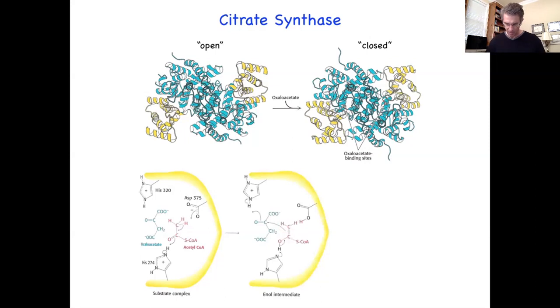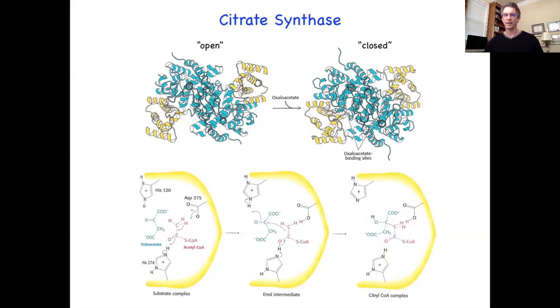Here's our reactive enol. The histidine then reverses, acts as a Bronsted base, pulling that proton back off and helping direct the enol to attack nucleophilically that carbonyl carbon of oxaloacetate to form, in the active site of the enzyme, citryl-CoA, right? So that's how we synthesize that carbon-carbon bond to make the 6-carbon unit.